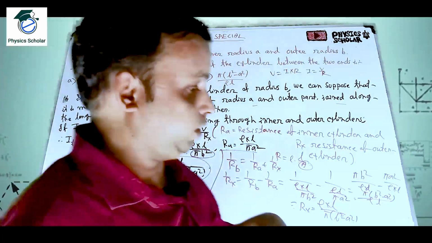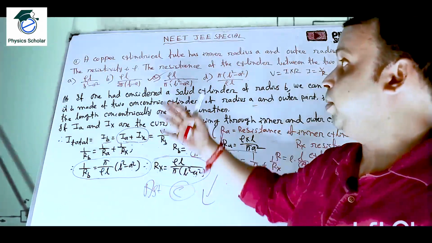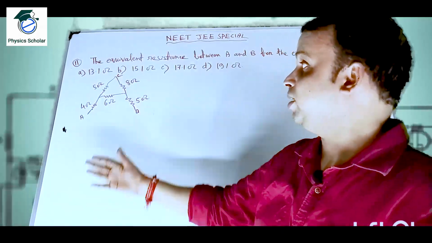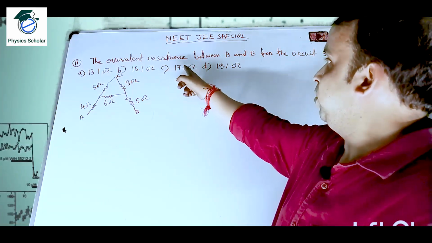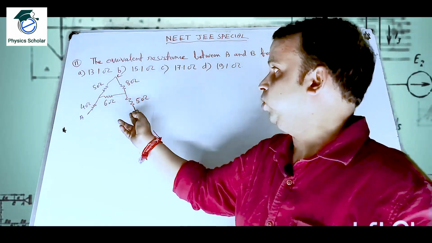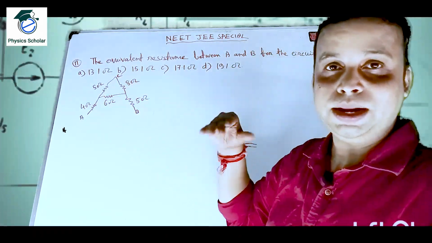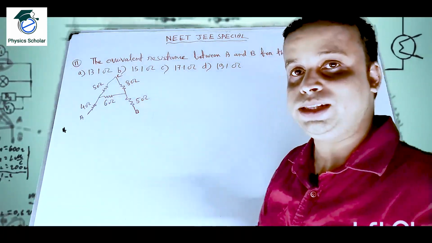Clear? So without further delay, now let us move to problem number 2. Okay students, now let us move to problem number 2. Clear? The equivalent resistance between A and B we have to find out. That means we have to see which combinations are in series and which are in parallel.